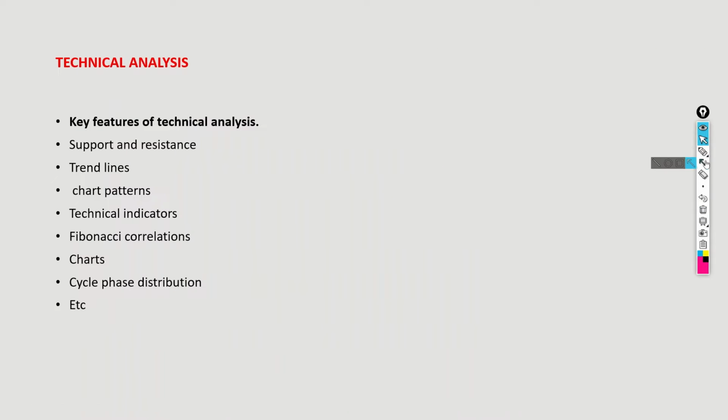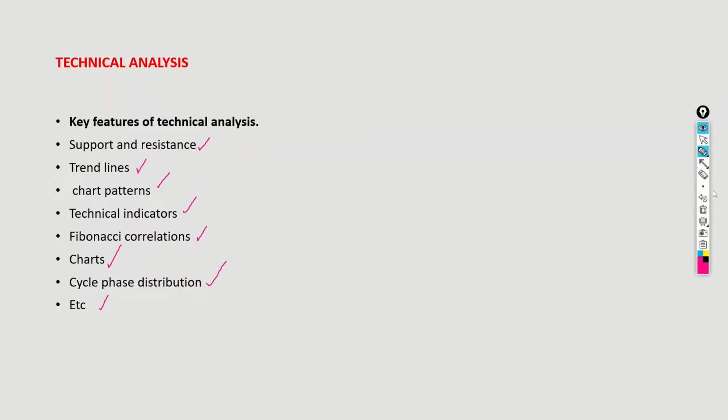The key features within technical analysis that we shall look at in detail are things like support and resistance, trend lines, and chart patterns. We shall look at technical indicators, Fibonacci correlations, charts, cycle phase distributions, etc. So that will be under technical analysis, and that is a brief introduction to technical analysis.